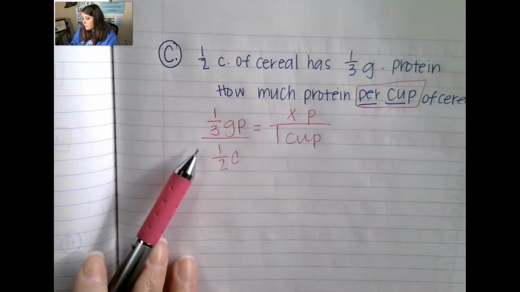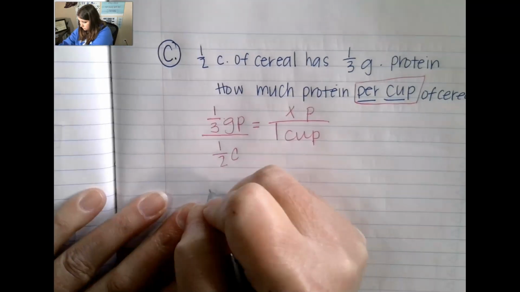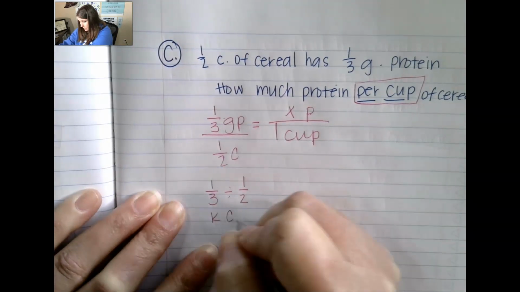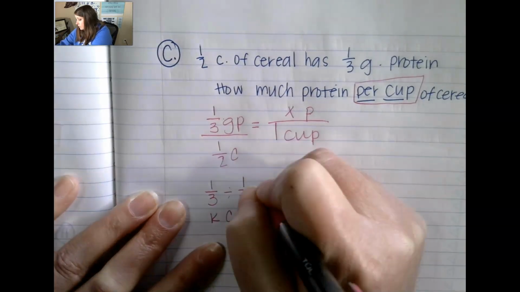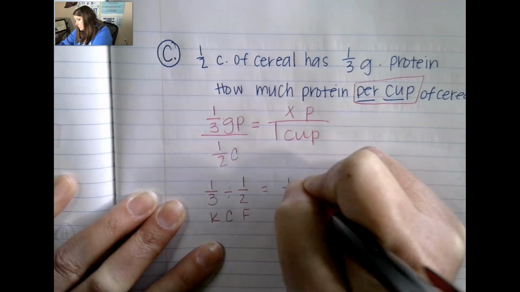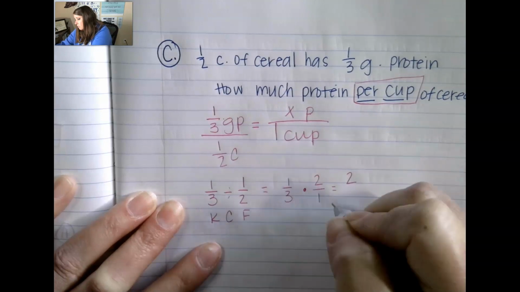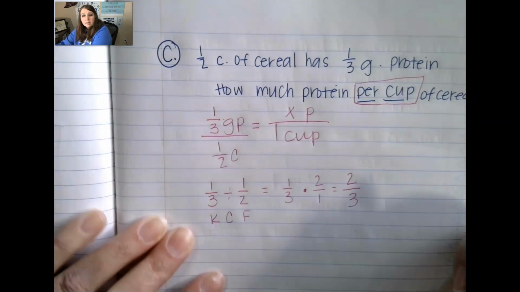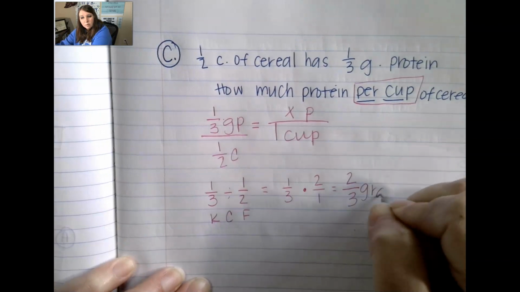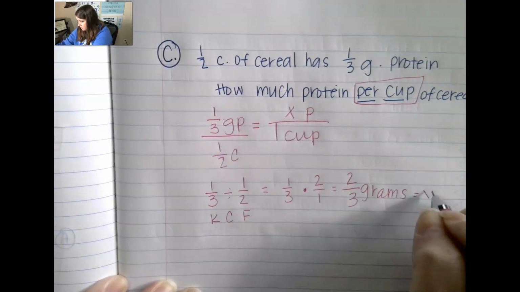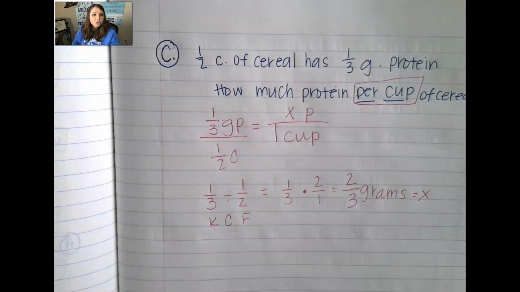We're solving 1/3 divided by 1/2. Keep it, change it, flip it. So 1/3 times 2/1. And 1 times 2 is 2. 3 times 1 is 3. So you get 2/3 grams of protein for every 1 cup. So X equals 2/3. Okay, it is your turn now to do a try it.